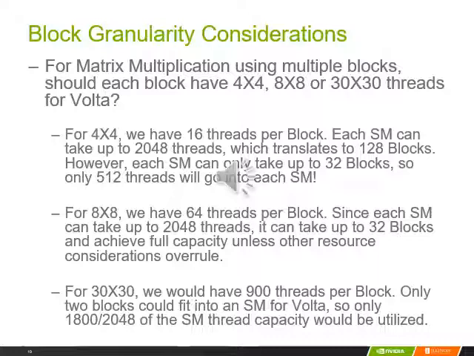1/4 occupancy. For 8x8, we have 64 threads per block. Since each SM takes up to 2,048 threads, it can take up to 32 blocks and achieve full capacity, unless other resource considerations overrule. For the 30x30 case, each block would have 900 threads. Only 2 blocks could fit into an SM for Volta, since a third block would exceed the 2,048 total capacity. Therefore, only around 70 to 80% of the thread capacity of the SM would be utilized.